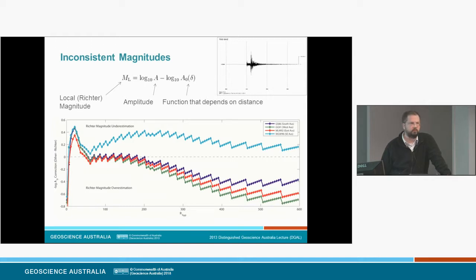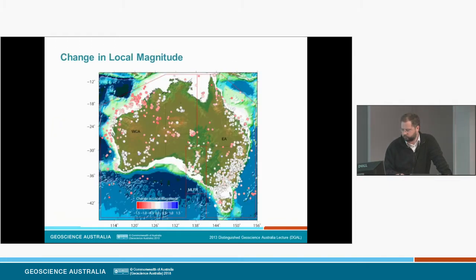So we had to go through the process of trying to work out who was using what formula when, and try to correct them all to a consistent magnitude scale. And that was one of Trevor Allen's main jobs for the last few years. And he ended up with this. So this is actually correcting some of the older earthquakes to a modern scale, which we think is the most accurate scale for that area based on what we can know at the moment.